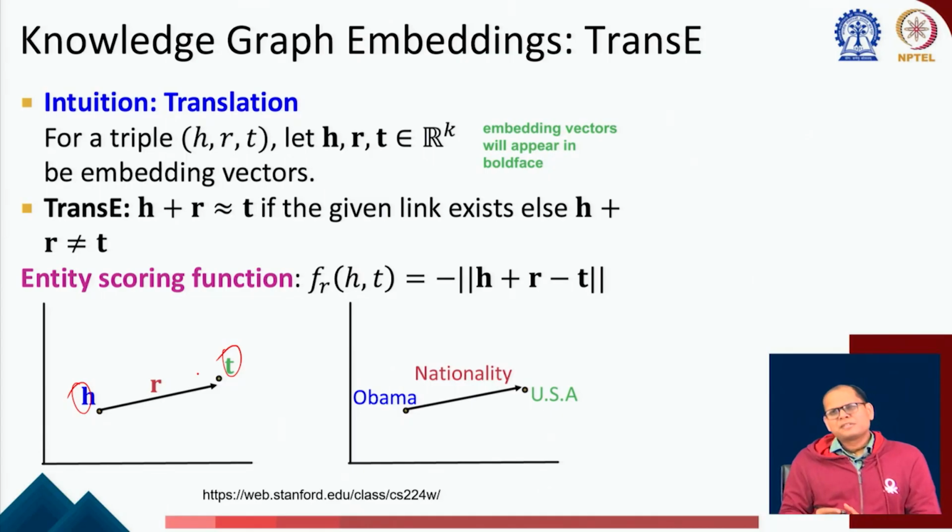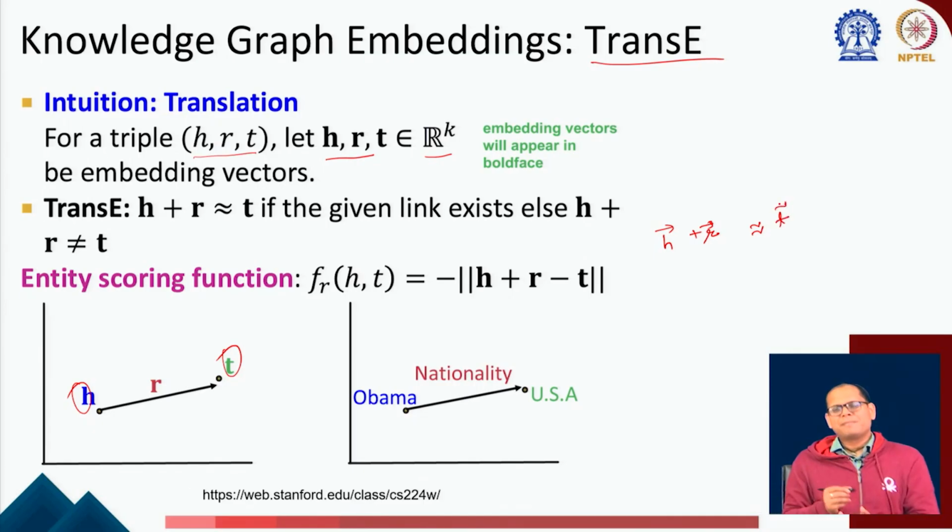Some very early methods, like TransE, use this idea. Suppose I have this triplet (H, R, T), which means the relation R between H and T. Let's say I put everything under some k-dimensional embedding: H, R and T embedding vectors. As per this intuition, what should happen? H plus R should be very similar to T, right?